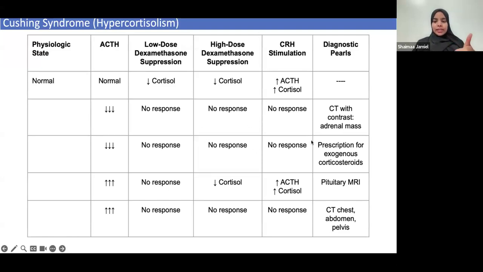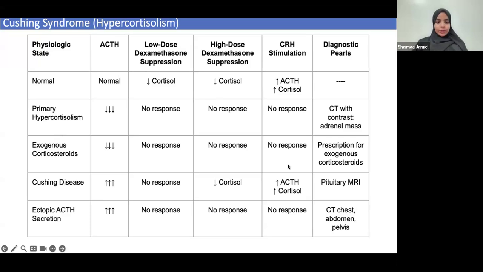And there's no history of someone taking steroids, then you might think, okay, this is an adrenal tumor. However, if there's a history of someone taking steroids, you might think, okay, this is exogenous steroids. If the ACTH is high and the high dose makes it decrease cortisol, this is from the ACTH from the pituitary, and this is Cushing disease. Cushing disease is only when it's from the pituitary. However, if there's no response to the dexamethasone or CRH, nothing, this is ectopic. So that's basically it for cortisol.